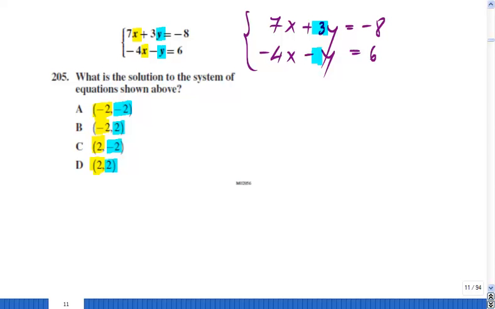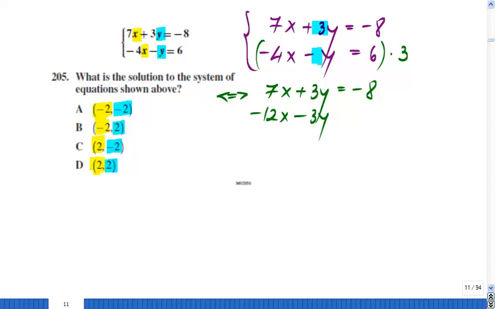If I can have a 3 here, I will be done, so what I'm going to do is multiply the bottom equation by 3, and the first equation does not change. You will have an equivalent system with the first equation staying the same, 7x plus 3y equals -8, while in the second one you multiply everything by 3. So I have 3 times -4x, which is -12x, 3 times -y, -3y, equals 3 times 6, 18. That's your new equivalent system.